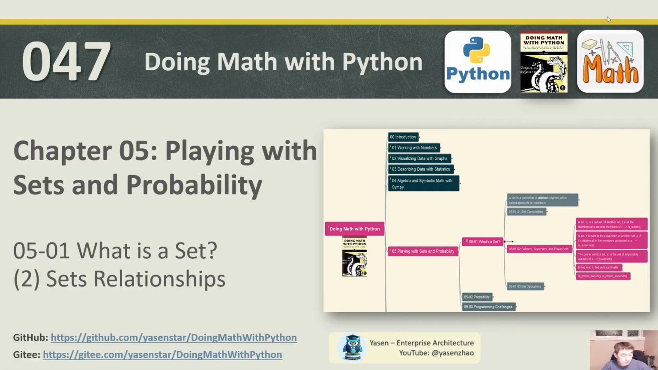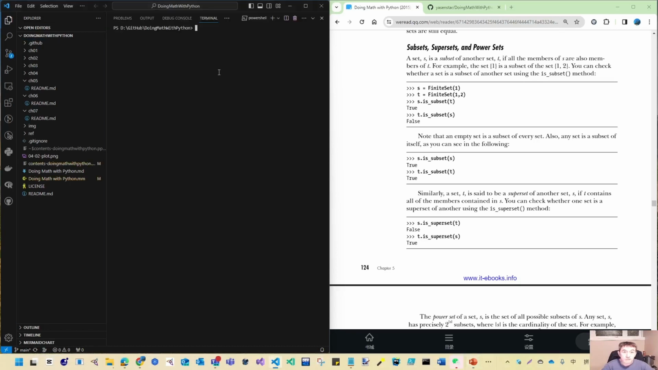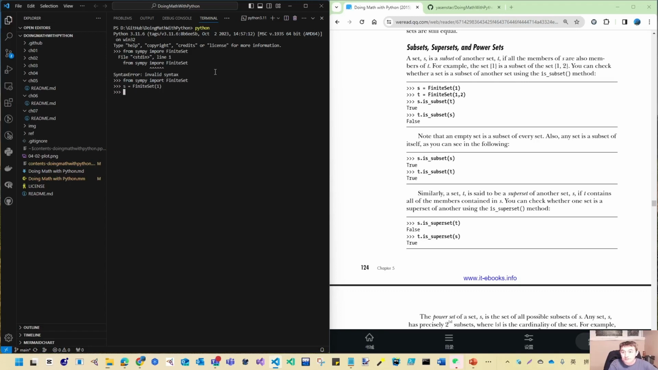So let's see from the book. Let's continue to use Python's interpreter. So from SymPy import FiniteSet. Oh, I made a typo. And then S is FiniteSet(1), so it's just one element. T is FiniteSet(1, 2).